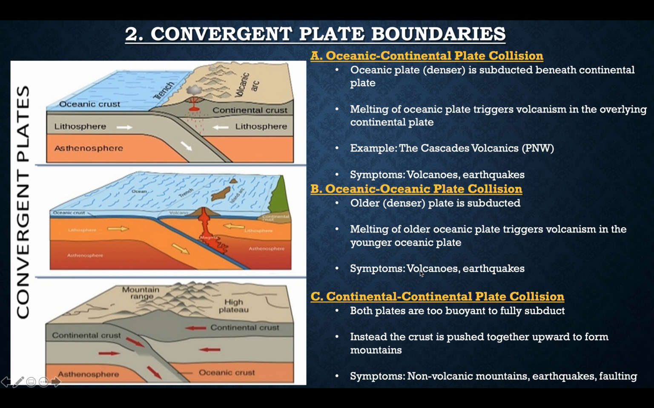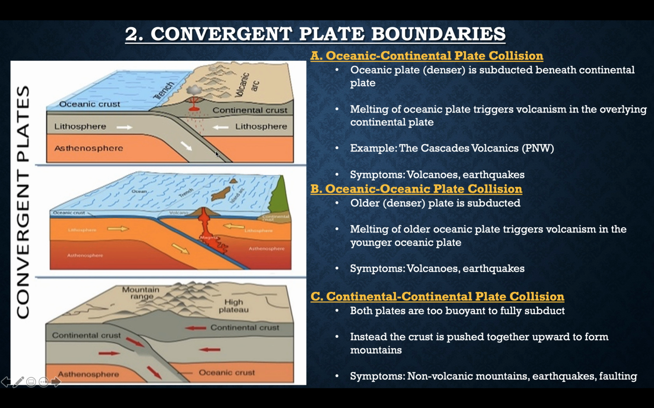And what about convergent plate boundaries? That's where plates converge on one another. There's three different types that could occur: oceanic-continental, oceanic-oceanic, and continental-continental. When you have an oceanic-continental plate collision, the ocean plate is always going to be the one that's subducted. So that's your vocabulary word, subduction. That's when one tectonic plate gets pushed down into the mantle.